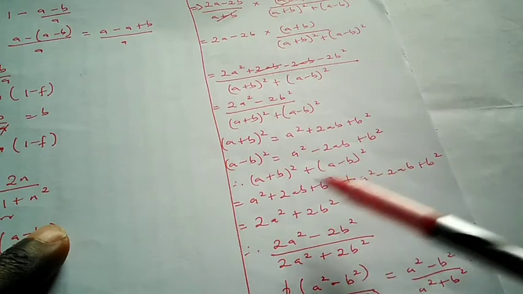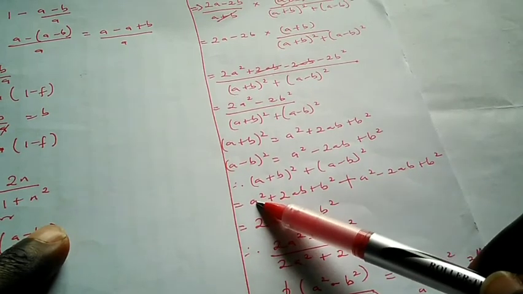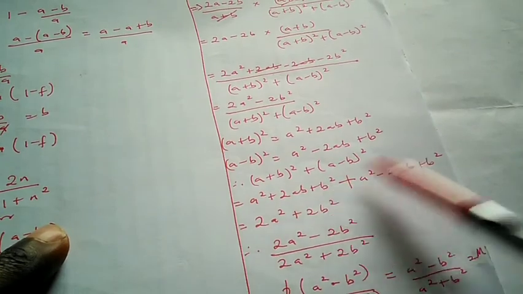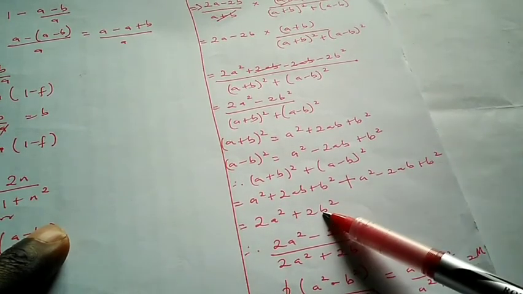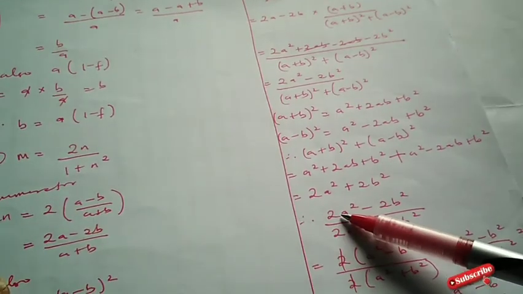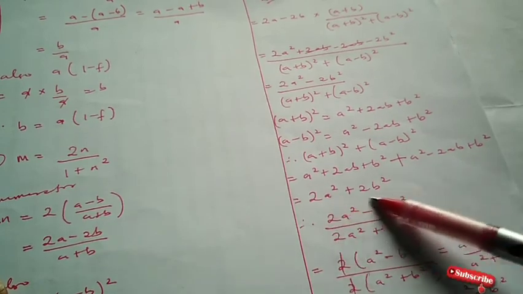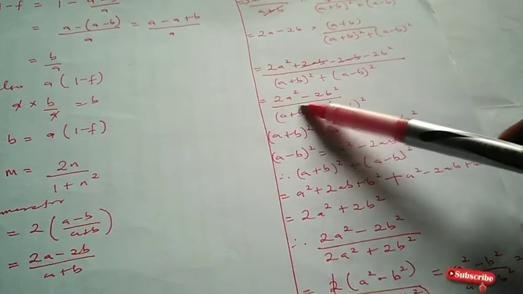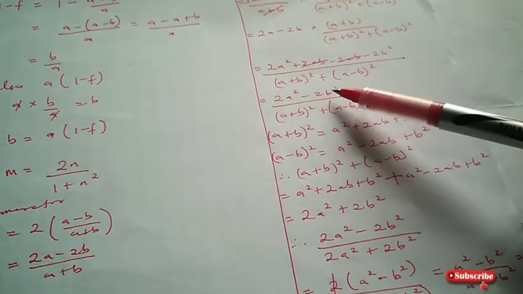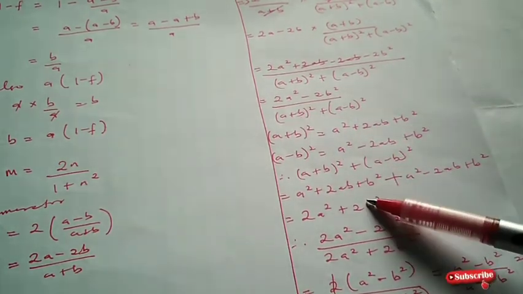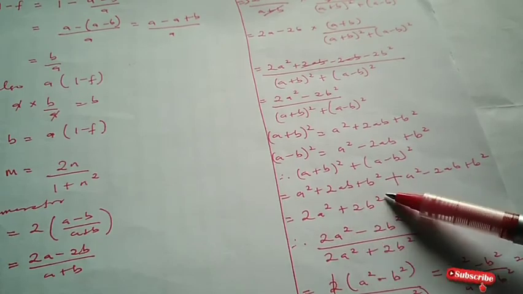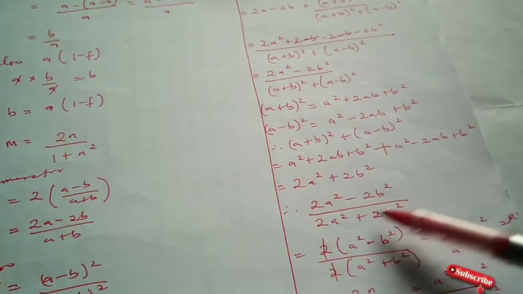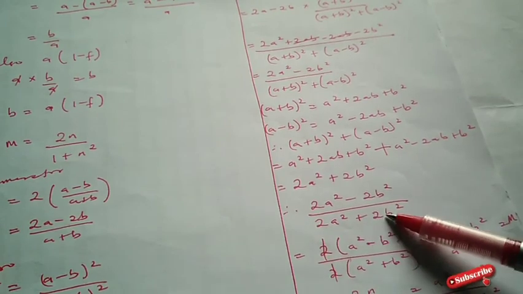Then this a squared plus this a squared will give us what? 2a squared. This b squared plus this b squared will give us what? 2b squared. Therefore, we now have something like what? Remember that this numerator has been simplified as what? 2a squared minus 2b squared. And we are trying to simplify this denominator. And the simplification of this denominator gave us what? 2a squared plus 2b squared. So we now have what? 2a squared minus 2b squared divided by what? 2a squared plus what? 2b squared.